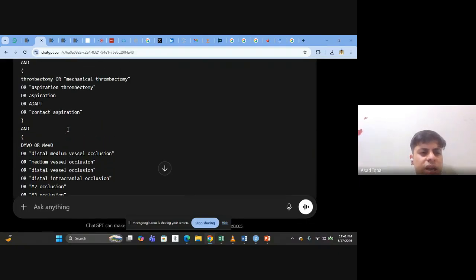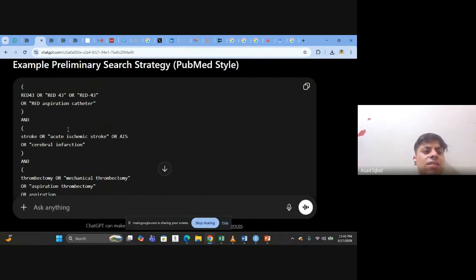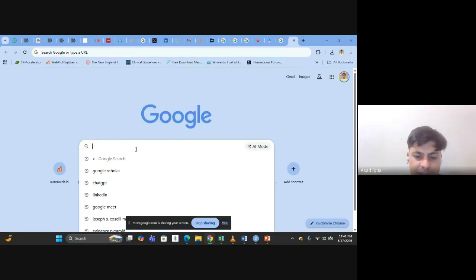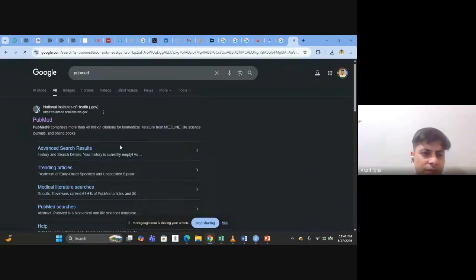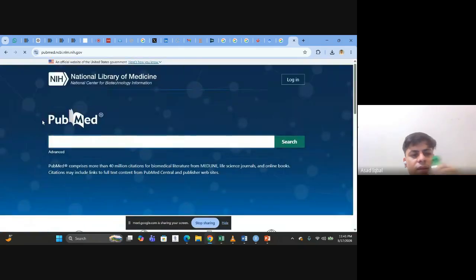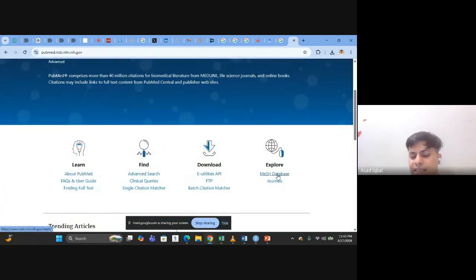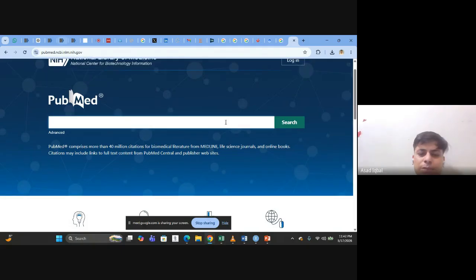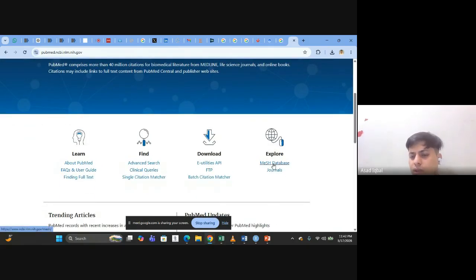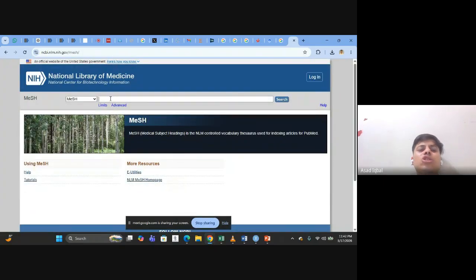Okay, so this is how we will proceed here. Again, you will go to PubMed. Now, let me give you a quick suggestion. One person asked about MeSH terms. What is a MeSH term? This is the MeSH database. Click on it, and you will search for certain words.